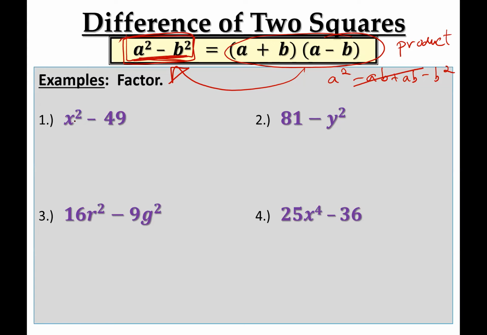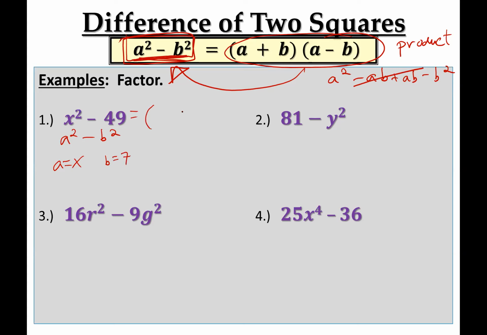Let's start with number 1, x squared minus 49. So I'm writing the formula right below, a squared minus b squared. Can you tell what a and b are? If a squared is x squared, I guess that means a is just x. And then here's a perfect square, 49. 49 is equal to 7 squared. Okay, so b is 7.